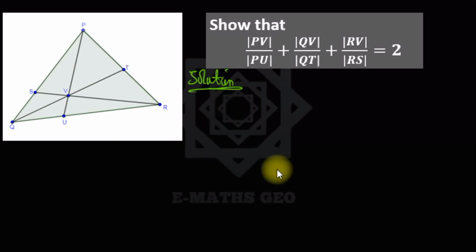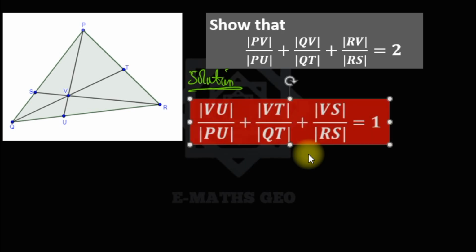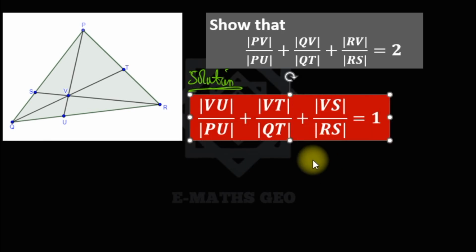So there is a theorem that VU over PU plus VT over QT plus VS over RS is equal to 1. It's very, very much correct. So I'll work with this, then I will prove it later. So look at the one we are asked to find.